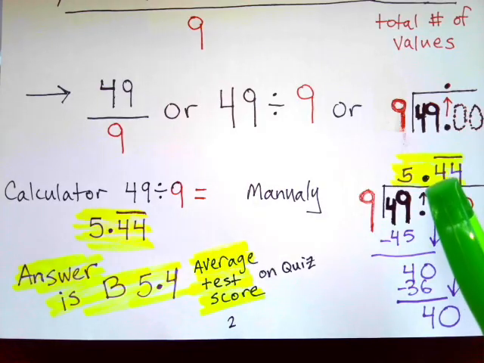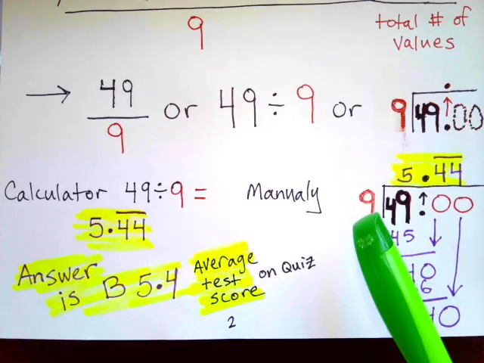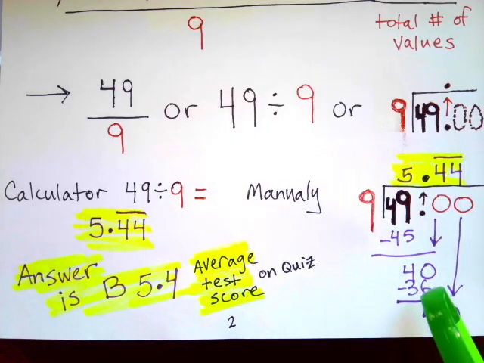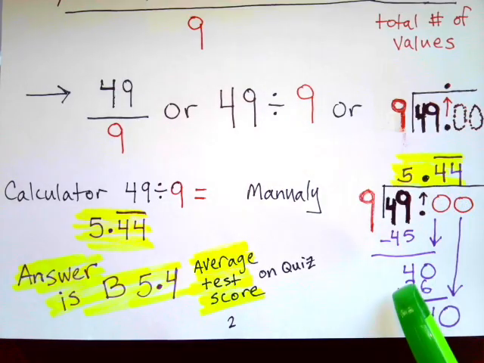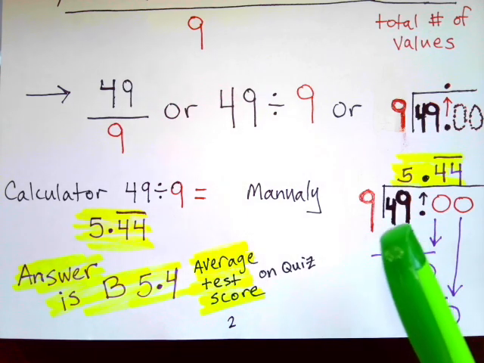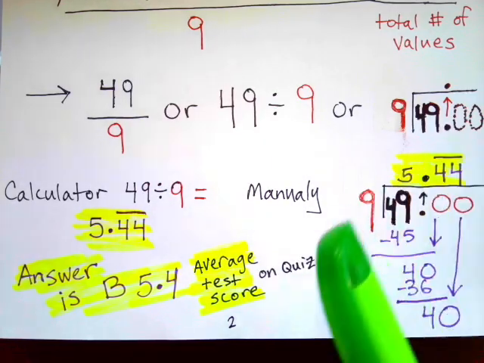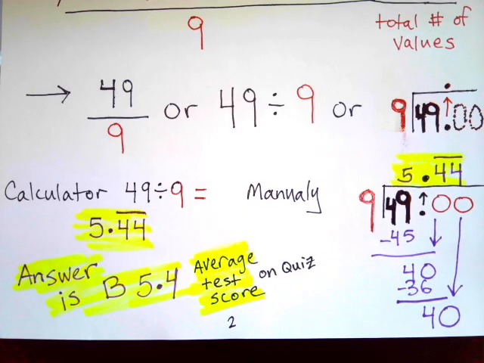9 times 5 is 45, so that would be too much. It will go over 40. So I'll try 4. 9 times 4 is 36. All right. I'm going to put a 4 here. I'm going to subtract 36 from 40. It gives me a 4. I'm going to bring down the 0. 9 times 4, again, is 36, and it just goes on and on and on as this repeats. So you can do this problem manually if not allowed a calculator for this particular problem.